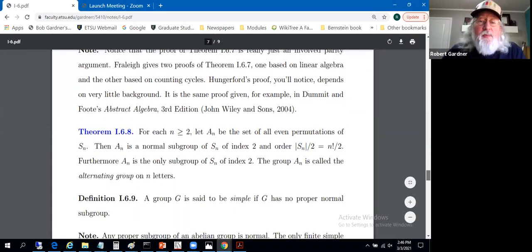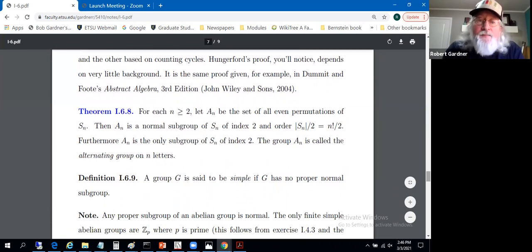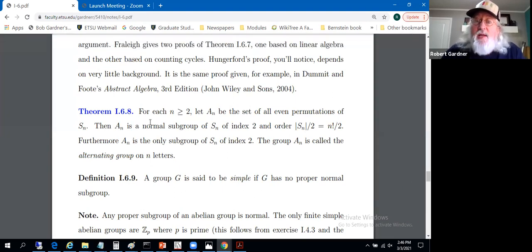So we know from the previous result that every element of S sub n can be written only as either an even number of transpositions or an odd number of transpositions. So what we're going to do in Theorem 1.6.8 is define the alternating group by letting n be greater than or equal to 2 and let A sub n be the set of all even permutations of S sub n. That is, permutations that can be written as a product of an even number of transpositions. The claim is A sub n is a normal subgroup of S sub n of index 2.